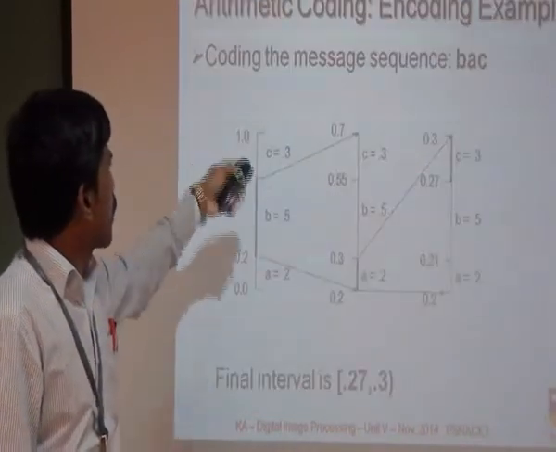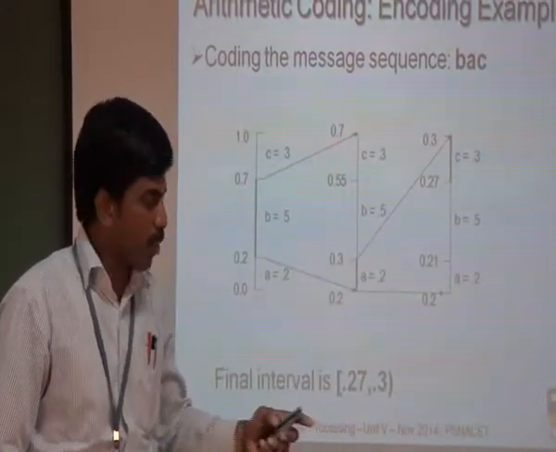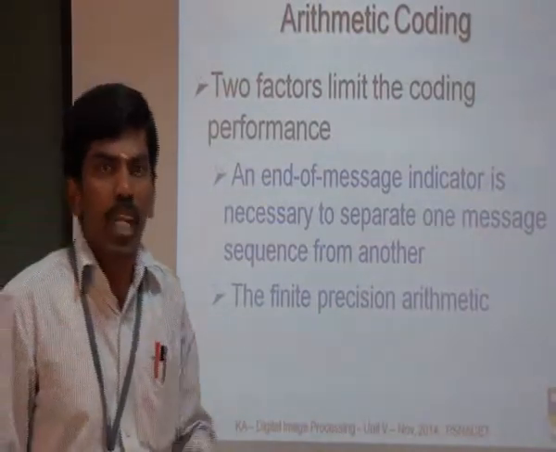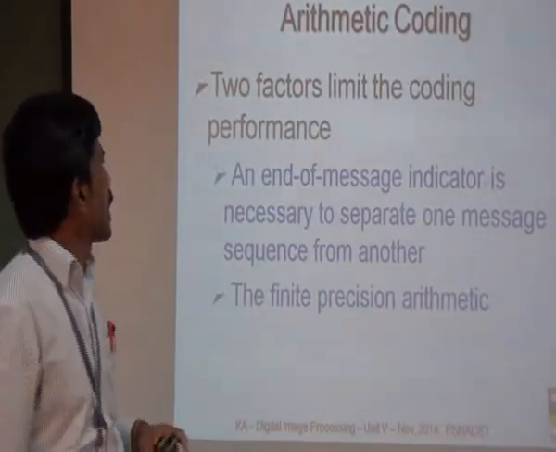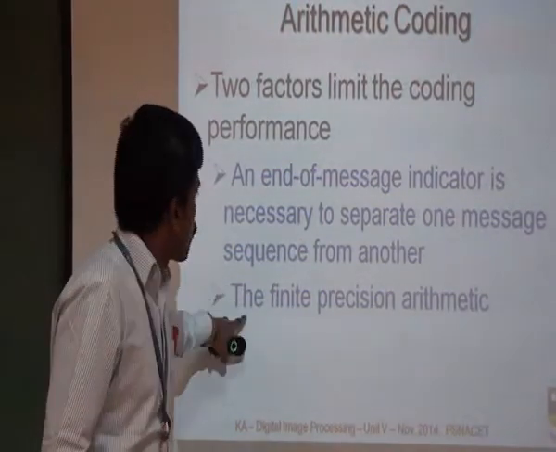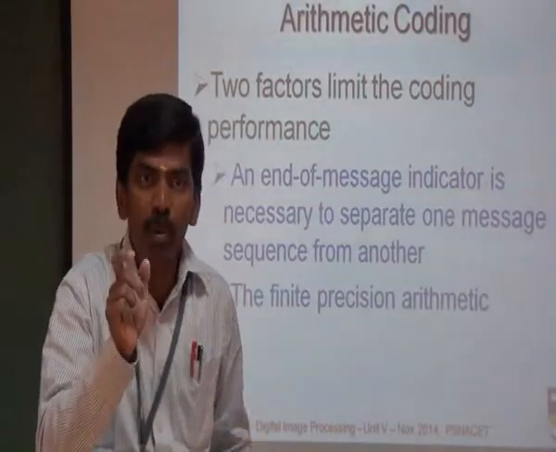So this is another example. We can transmit the symbol and assign how we magnify. It's an arithmetic code example. Two factors limit the code performance in arithmetic. What are the two factors? The first one is the end of the message, indicating it is necessary to separate one message sequence from another, to find precise arithmetic. Precision is nothing but the two decimal place, three decimal place.